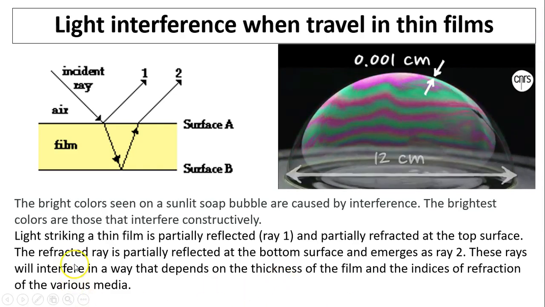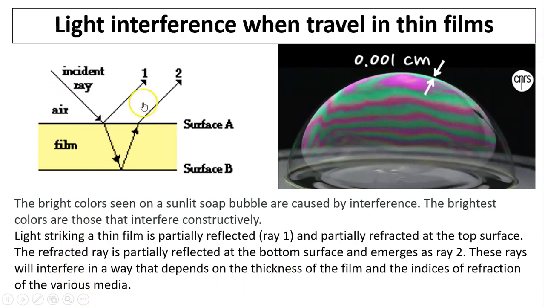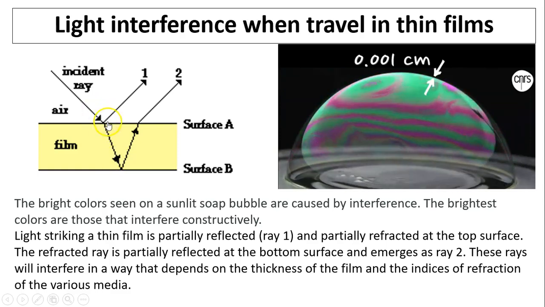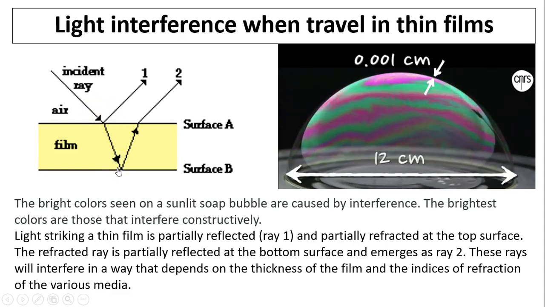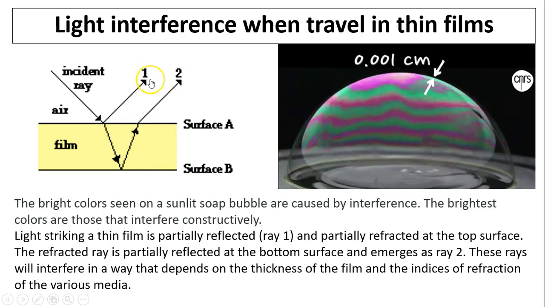So how does this happen? Light strikes a thin film and is partially reflected. This is ray 1. Part of it is refracted and goes in. That's the light that's bending inside the film. But when it comes to surface B, again, part of it is reflected, and this reflected light will refract into the air. When these two waves interfere, you can see the color.